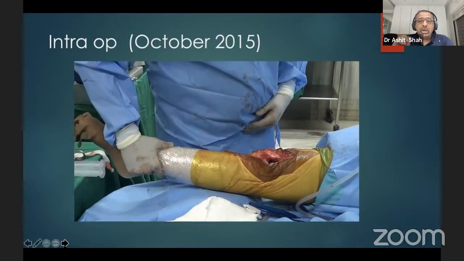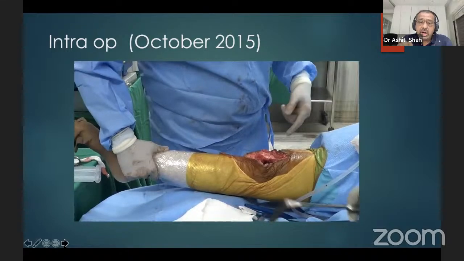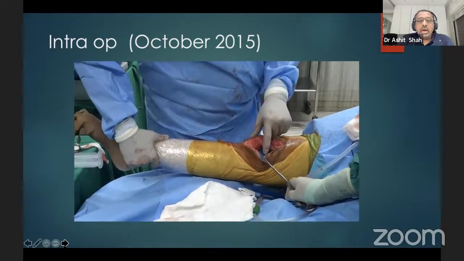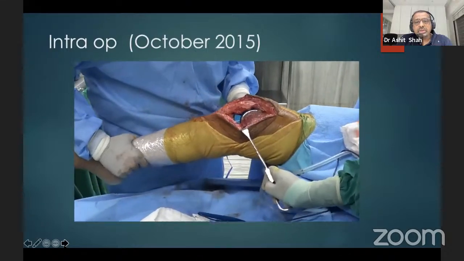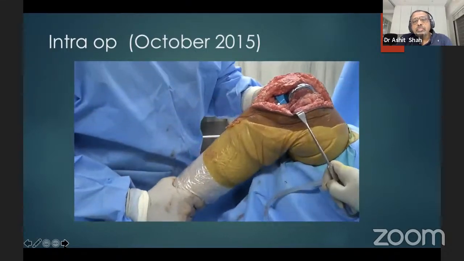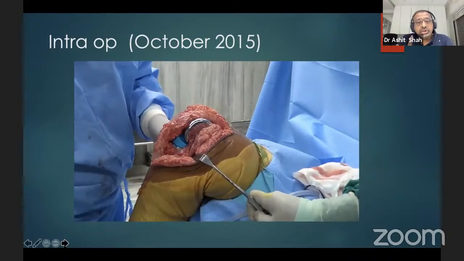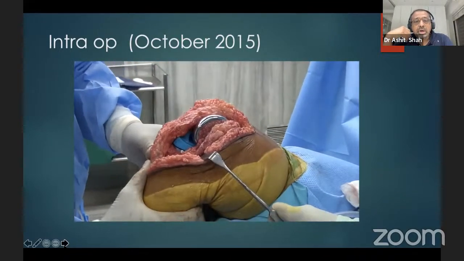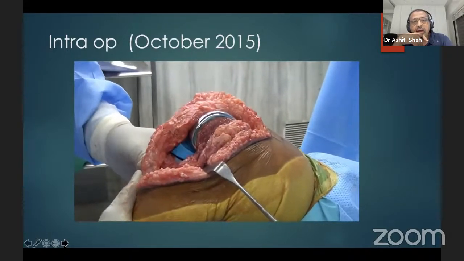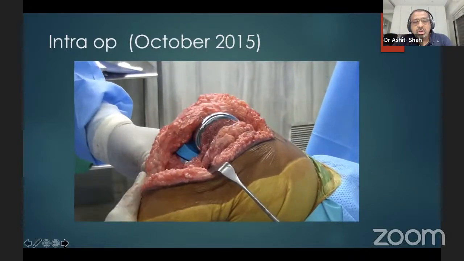I removed that poly and put the same size trial poly inside. And the knee is in extension, maybe a couple of degrees of hyperextension. And this is the same trial poly. And if you see, it's completely loose in flexion. This was 5 years after the surgery. However, both femur and tibia were very well aligned, well fixed.